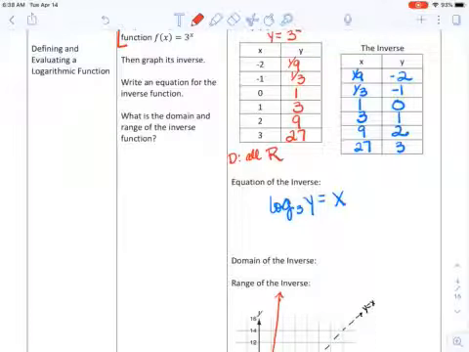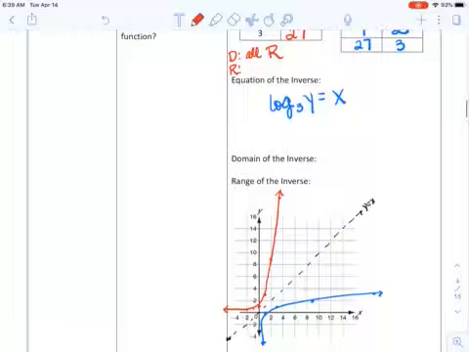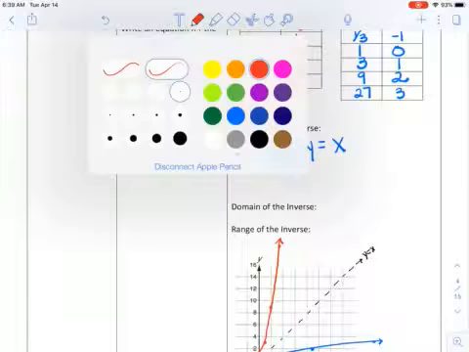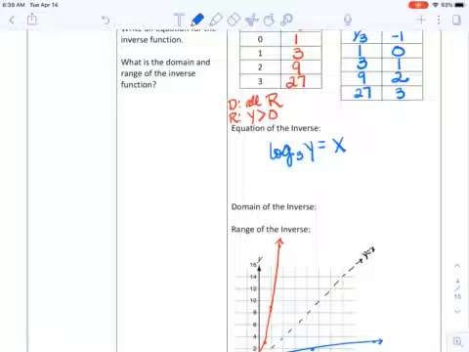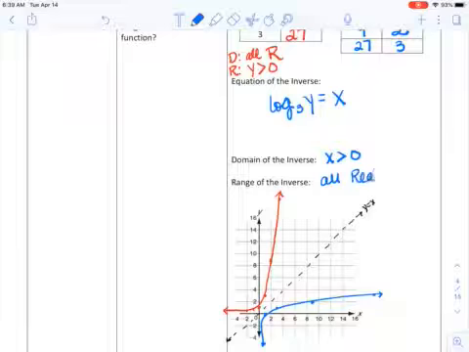Right? Just like last chapter, we said, well, x can be anything. Now, what about your range? Well, look at my red graph. My red graph is going to be all the numbers that are bigger than 0. So y is greater than 0. So for my inverse, what's going to happen? Instead of my y's being bigger than 0, my x's are going to be bigger than 0. I'm not going to have negatives. And then what's my range? What numbers can I have for y? All real numbers.